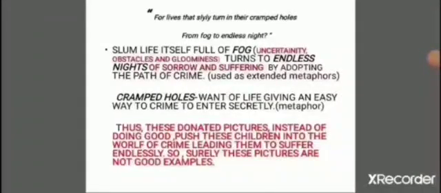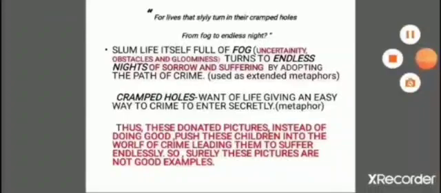In this way, so far, their life was only full of fog. That means it was uncertain or it was full of obstacles or gloominess. But after adopting the path of crime, their life turns to endless nights of sorrow and suffering, which never ends. Because we all know the path of crime is full of sorrow, full of tortures, full of pain, full of difficulties.